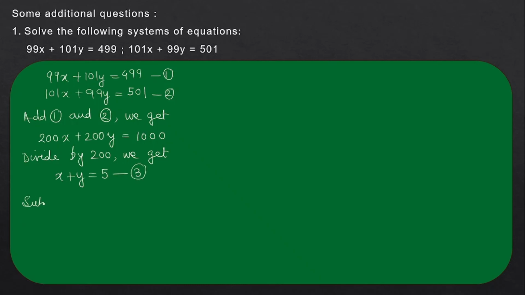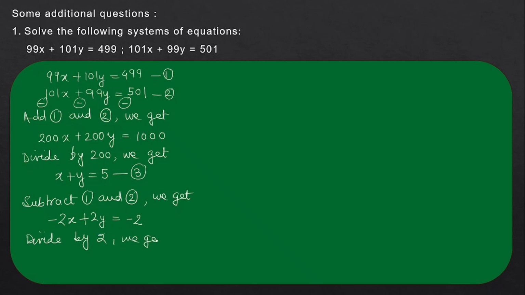Then we subtract the equations. So we get 99x minus 101x will become minus 2x. 101y minus 99y will become plus 2y. And 499 minus 501 will become negative 2. Again, I can see in this equation 2 is a common factor. So we again divide the equation by 2. We end up getting minus x plus y is minus 1. This is my fourth equation. Now, rather than solving equation 1 and 2, we will be solving 3 and 4.